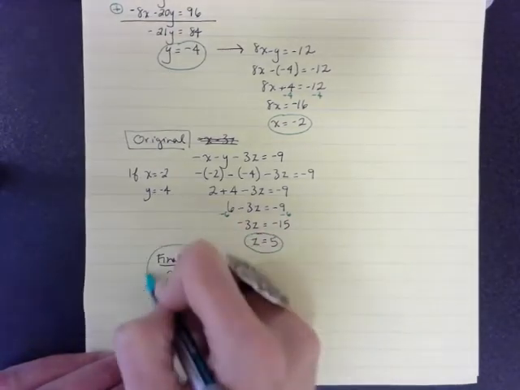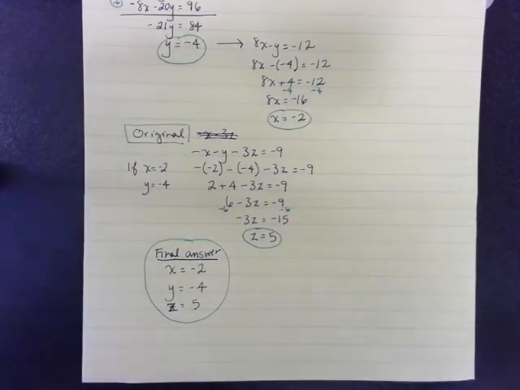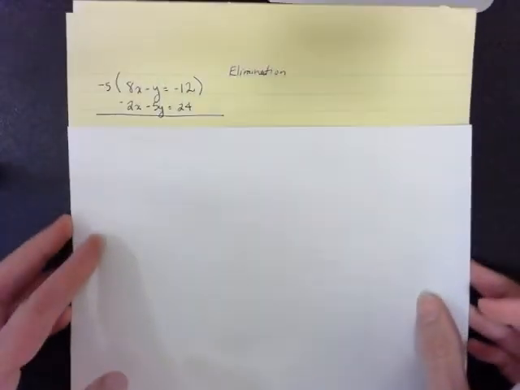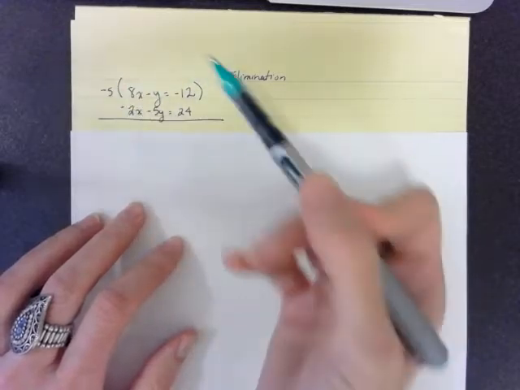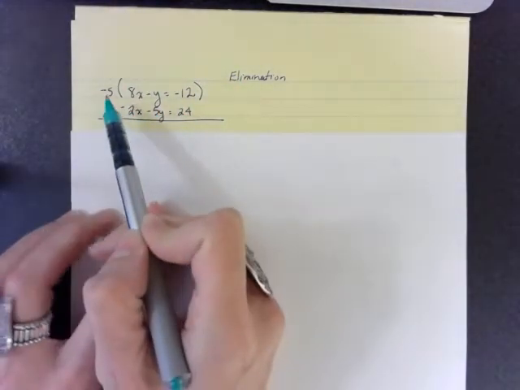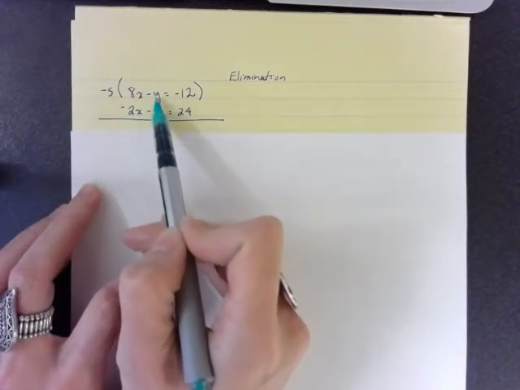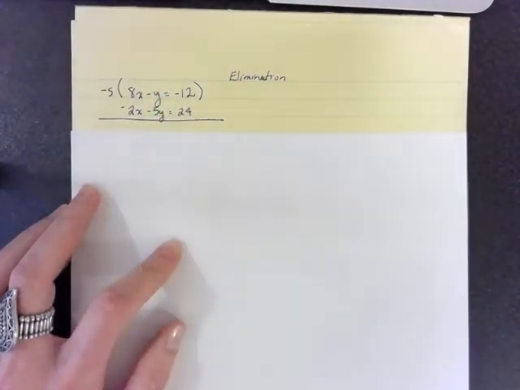Okay? And we got the same answers as we got last time. We could go back and check, but we already did, so we don't have to do that. Now, there's another way to do elimination. I could have also multiplied the top by negative 5. Because if I multiply the top by negative 5, I get negative 40x plus 5y. And if I have a positive 5y here and a negative 5y here, I can add these two guys together.